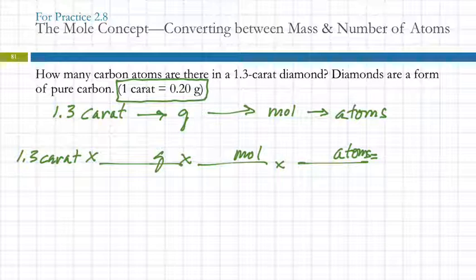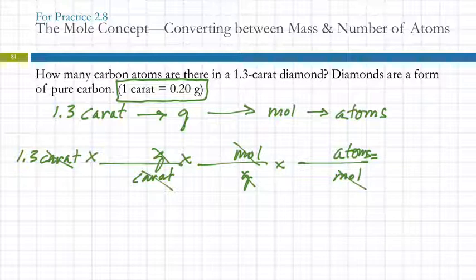So I want all these units except atoms to cancel out. So I take the previous unit and I put it in the denominator. Because if I divide by carat, it'll cancel out. I need to divide by gram, so it'll cancel out. I need to divide by moles, so it'll cancel out. Put all the units in first, then put numbers in.